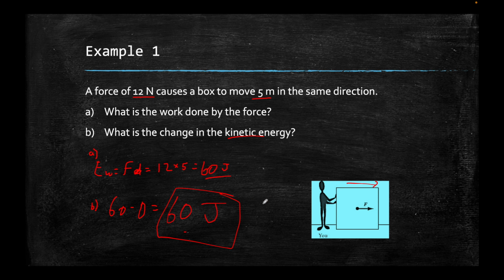Using that, I can do some other calculations. If I wanted to put this into the E equals a half mv squared, I can do that. If I know the mass, I can calculate the speed at the end as well.